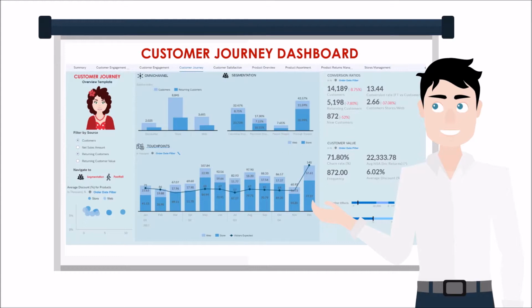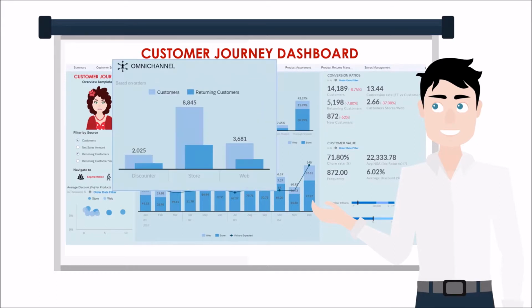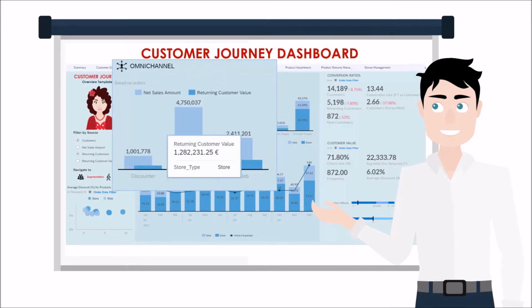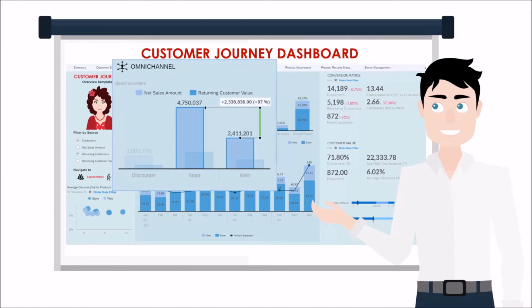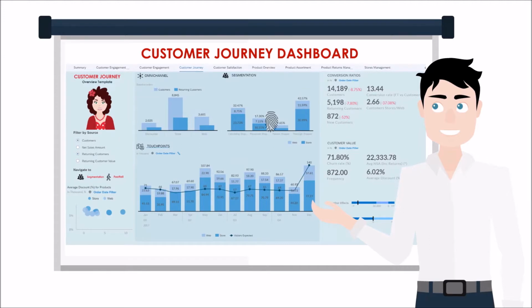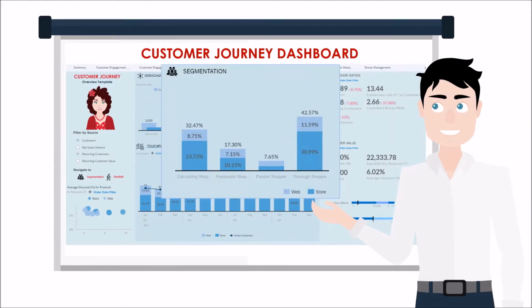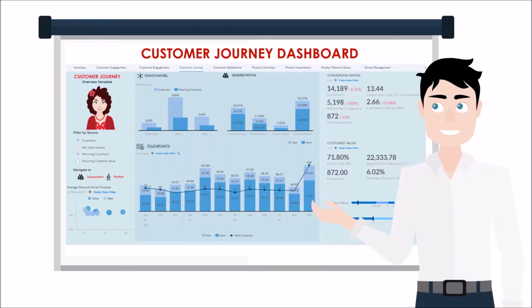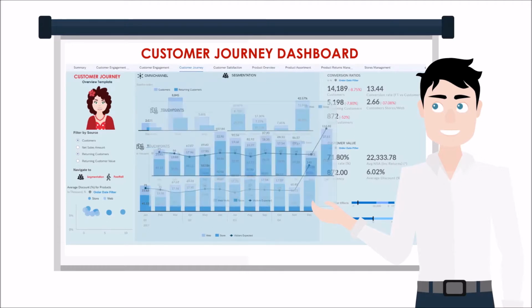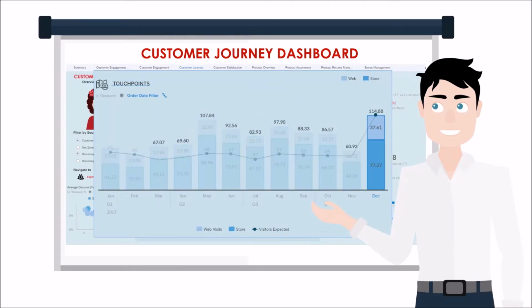interact. Shortly, Mark can see the effectiveness per channel in terms of sales and returning customers and compare the results between the web, stores and discounters. Also, he has got insight in the customer segmentation to see different shopper types. Next, Mark analyzes the touchpoints of his physical stores and the web and compares the actuals with the expectations.